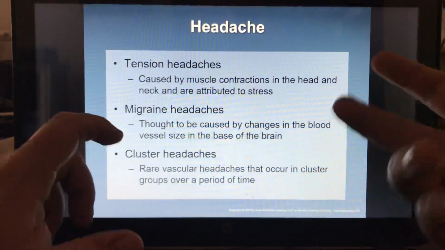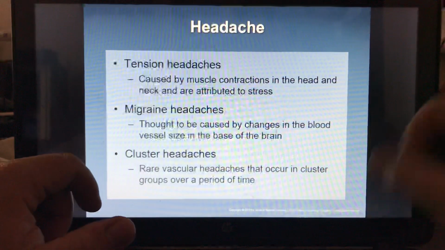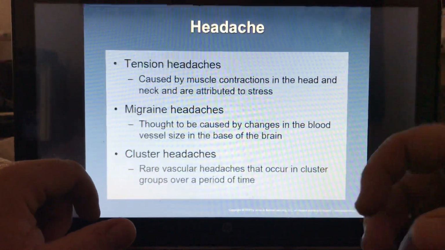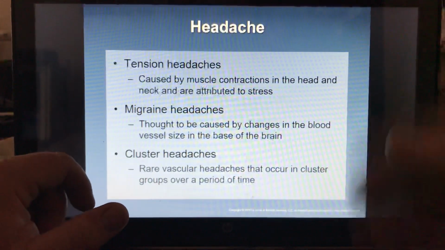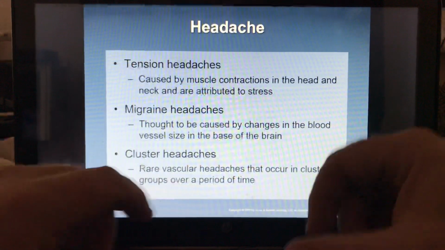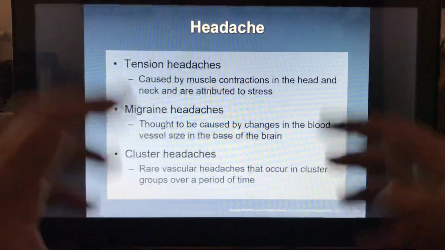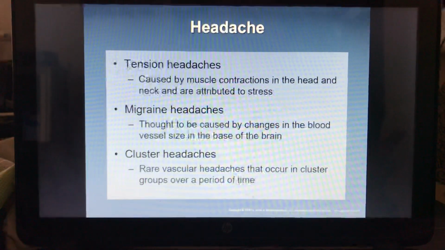Cluster headaches are typically in the same area of the head, and they happen over time. That's why they're called clusters, because they'll have a headache, be okay, or it'll ease off, come back, ease off, come back, ease off, and then it stops. These headaches are typically pinpointed into a certain area, and they cluster together in how many times you have them. So that's why they're called cluster headaches.